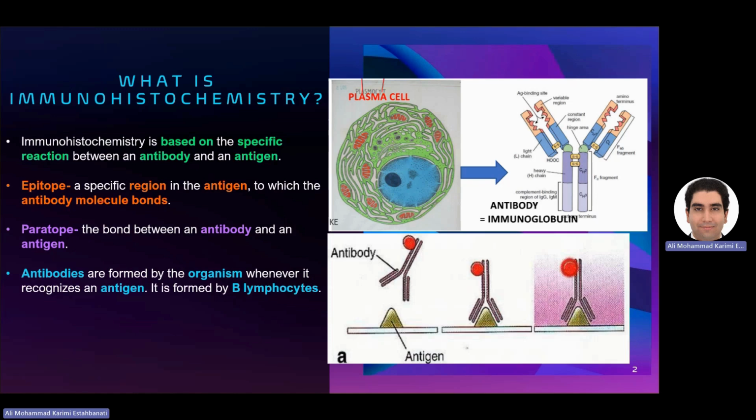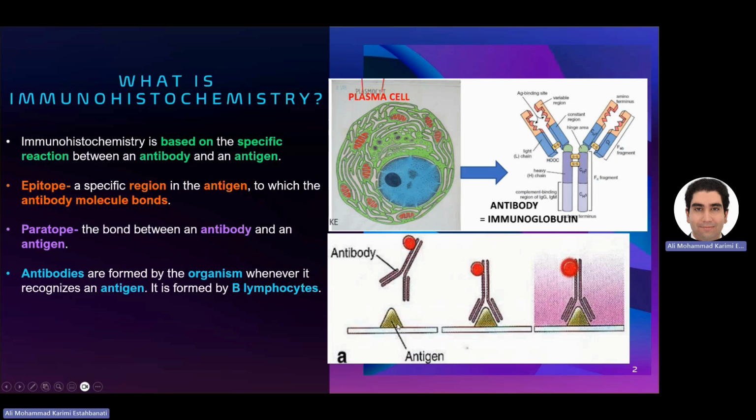First of all, the antibodies. I'm pretty sure you already know what an antibody is, but I'm just going to go over it again. It's formed by the organism so it can recognize antigens. In the organism, the B lymphocytes become plasma cells. As you can see, I put a picture of them here. The plasma cells produce the antibodies, and the antibodies attach to the antigens like this.